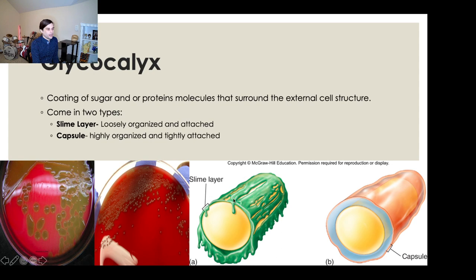And the other form of glycocalyx is a slime layer. And this is you go outside and you pick up a bunch of snow and you just kind of do this a little bit with it, and it's kind of going to fall off a little bit.